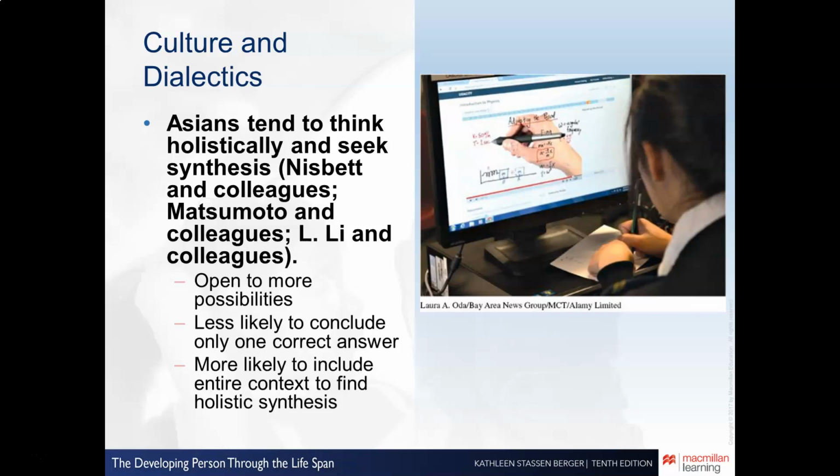where they are more concerned with how they fit in with their society, with their environment, with their family, et cetera, et cetera. So it's just something to consider.